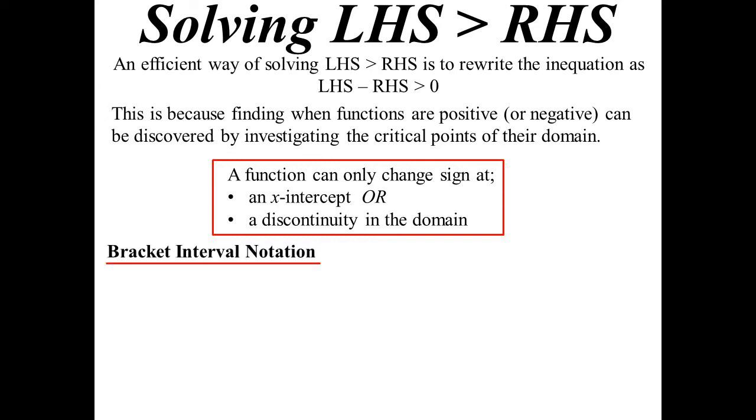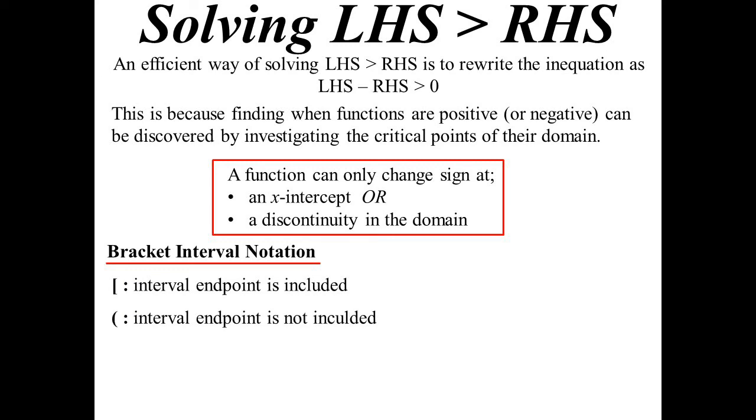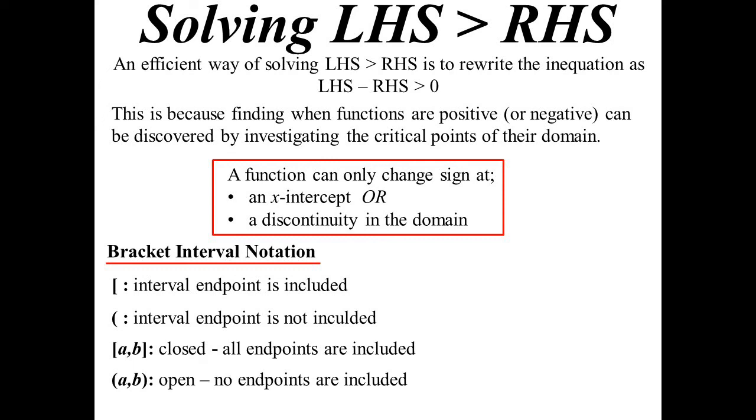A reminder of how we write our interval notation using the brackets. The square bracket means the interval endpoint is included. The parenthesis means it's not included. Something like that, where both ends have got square brackets, is a closed interval, because all the endpoints are included, whereas something like that would be open. None of the endpoints are included.